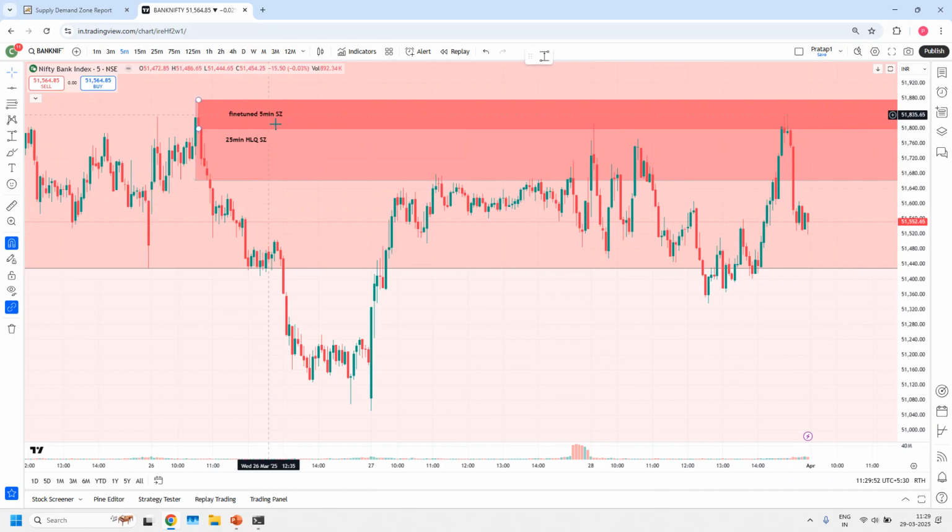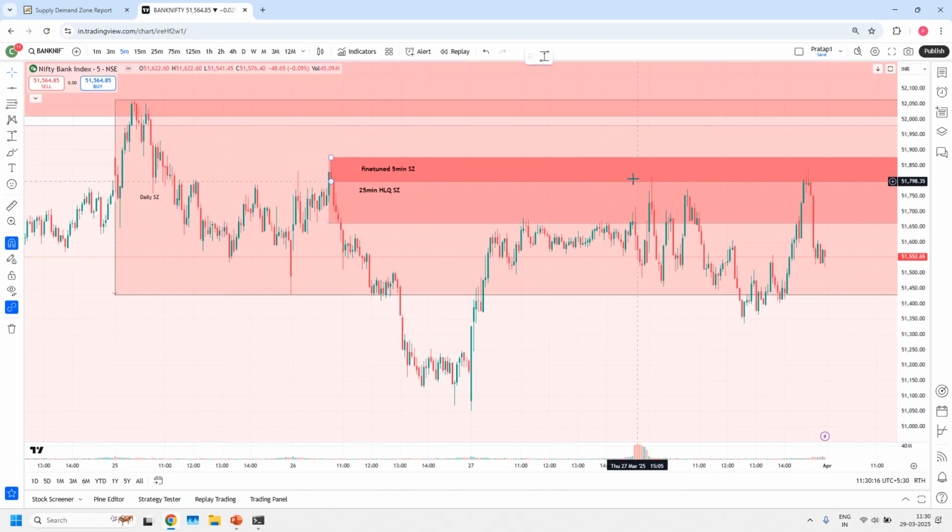And if you see this fine-tuned zones point of view, already it gave you two good trades. This is the first one and this is the second one. This is the closing hours of the Friday. And this one at the early hours of the Friday. Morning 9:25 minutes candle, it gave you the trade and sharply it gave you.